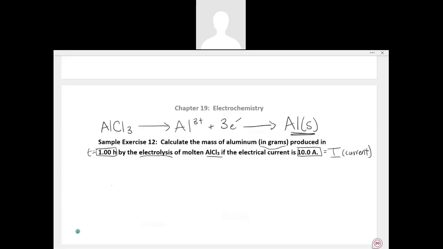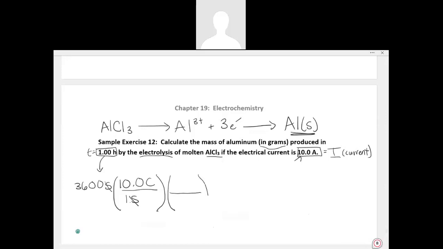Let's see if we can set this up. We were given time, current, etc. I'm going to start with my time, but in seconds. 3,600 seconds: 60 minutes in an hour times 60 seconds per minute gives 3,600 seconds. And I know that my current is 10.0 coulombs per second, or coulombs per 1 second. I'm going to take my numeric value with the amps and keep that with my coulombs on top. So my seconds have canceled so far.